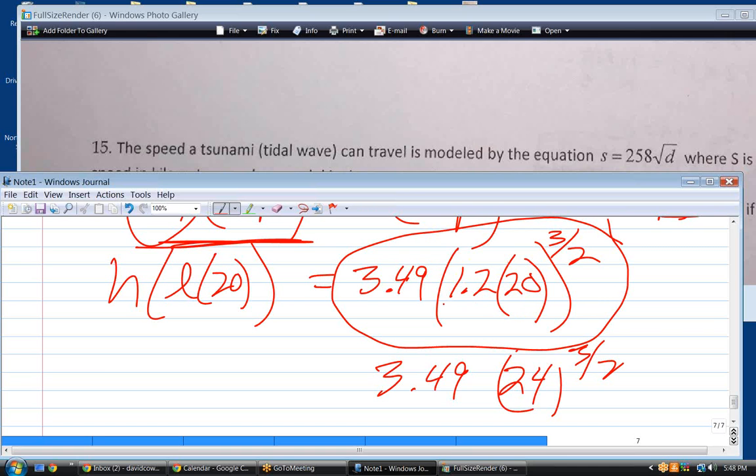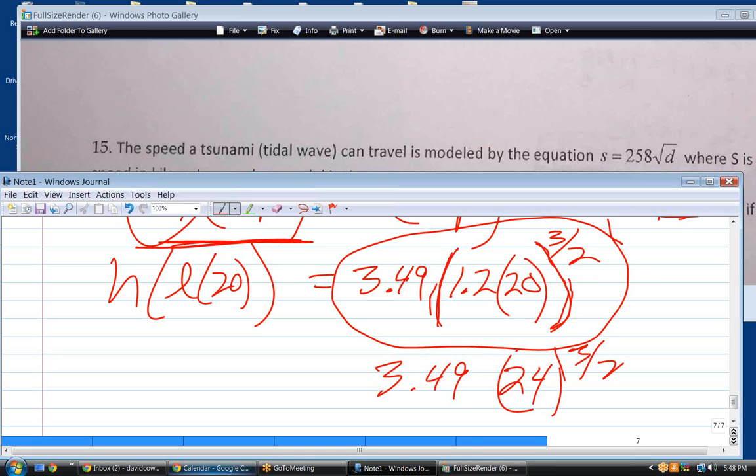Because all you need is to look at the parentheses. You don't need a note. You need to look at the parentheses. The 3/2 is outside this second set of parentheses. The exponent always operates on everything that's inside its parentheses. Well, its parentheses are these. So you have to evaluate the inside first to get 24, and then take 24 to the 3/2, and then multiply it by 3.49.